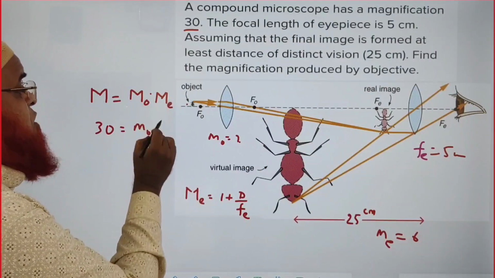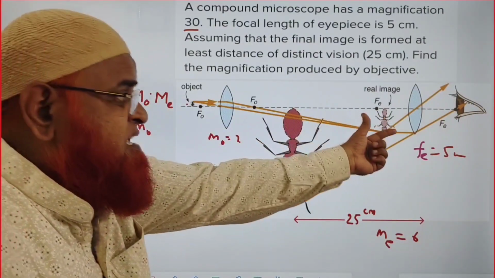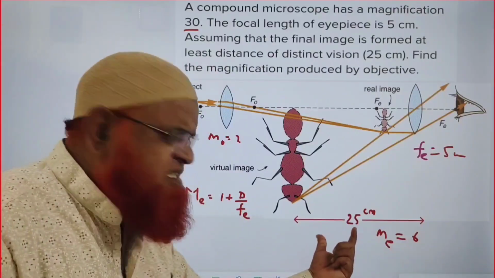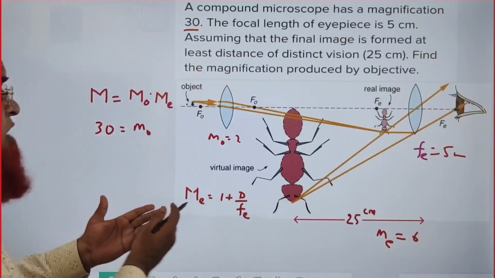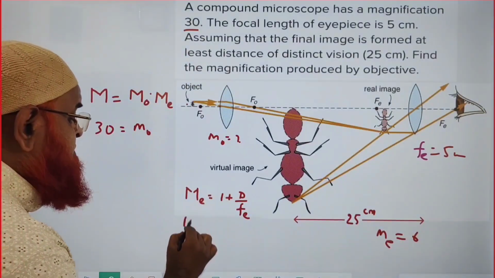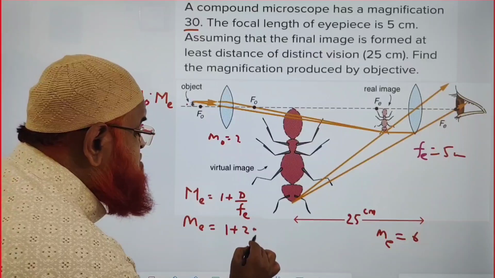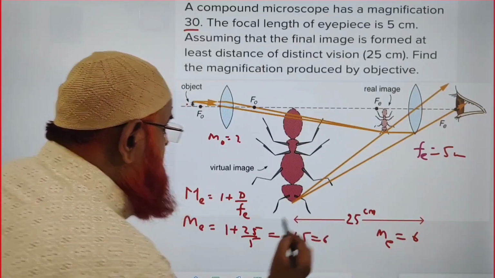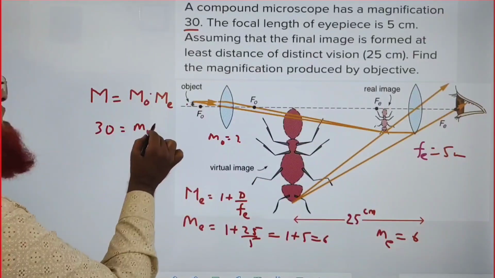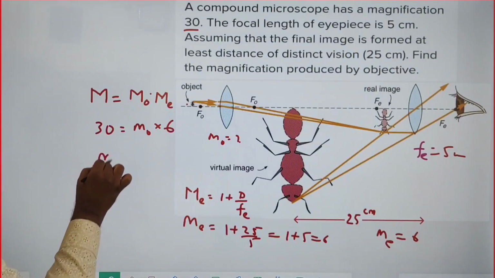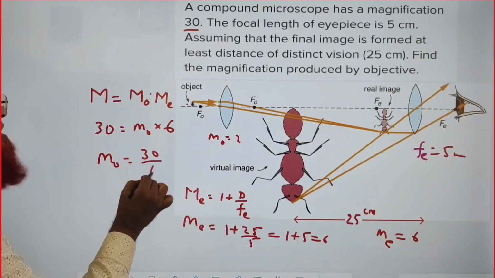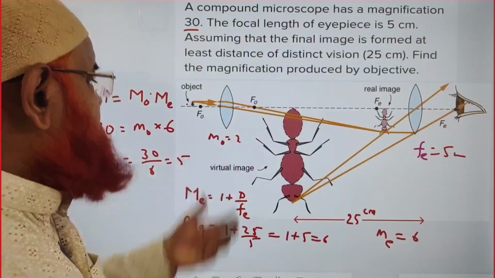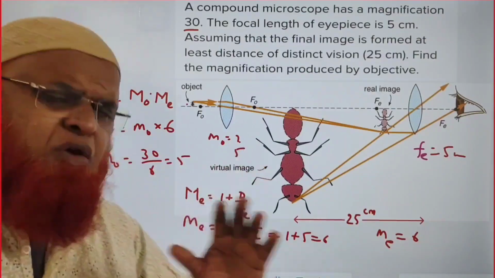First of all, let us find the magnification of the eyepiece. As this is a case of least distance of distinct vision, where the final image is at 25 centimeters, the formula is 1 plus D by F. That means the magnification of the eye lens is 1 plus 25 by 5, which is 1 plus 5, which is 6. So the magnification of the eyepiece is 6. Then what is the magnification of the objective? It is 30 by 6, so your answer is 5. The magnification of the objective is 5. There are no units for magnification.